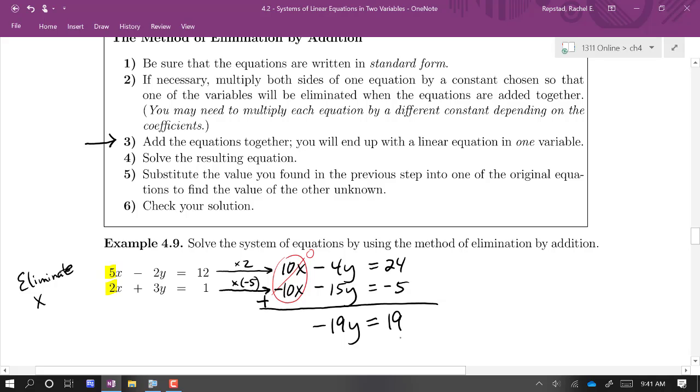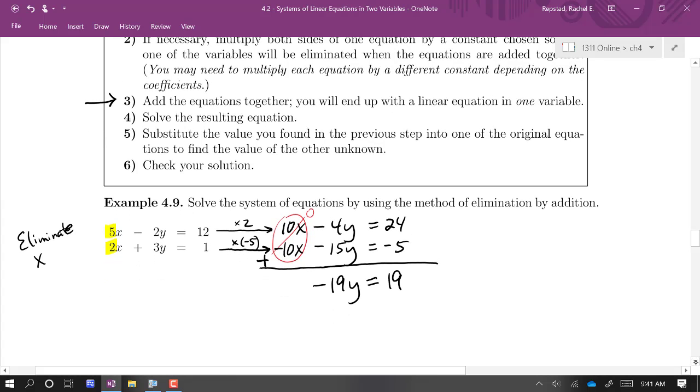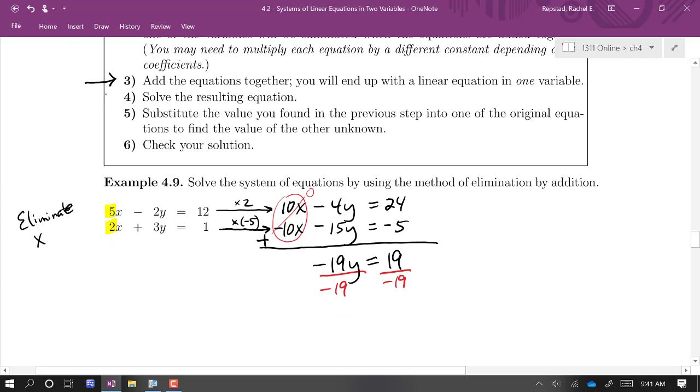I've eliminated a variable. This is an equation with one variable that's really easy to solve. It's one step: I just divide both sides by negative 19. So here we are at step 4, solve the resulting equation, and we get y equals negative 1.